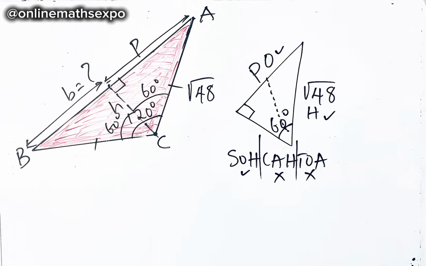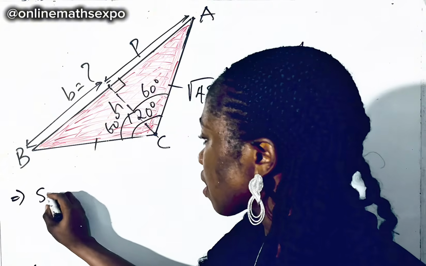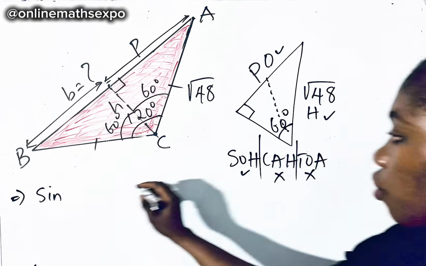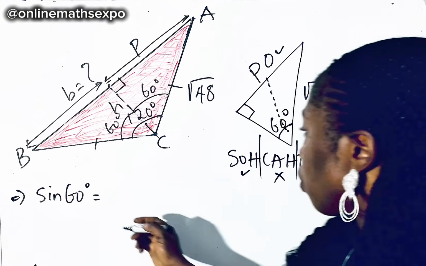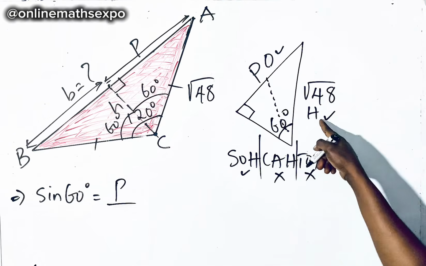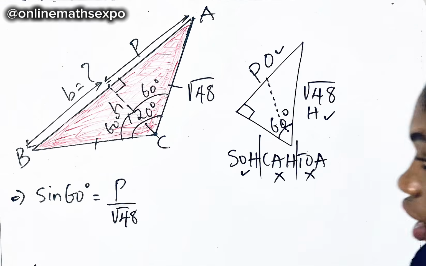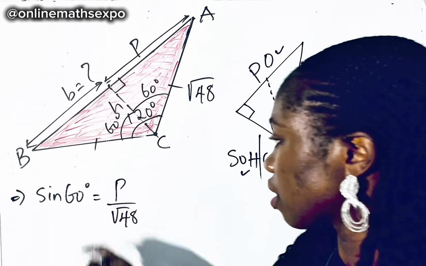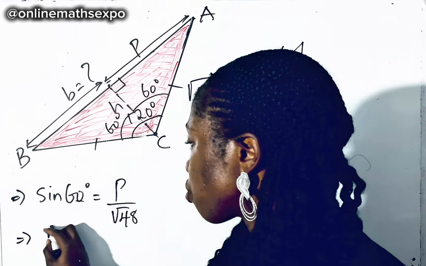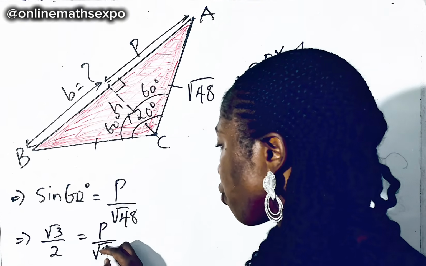So let's do it together. Using our sine, let's work it here. We are going to have sine of 60 degrees is equal to the opposite side, which is P, divided by the hypotenuse, which is square root of 48. So what should we do next? Remember that sine 60 is the same as root 3 over 2, which is equal to P over square root of 48.